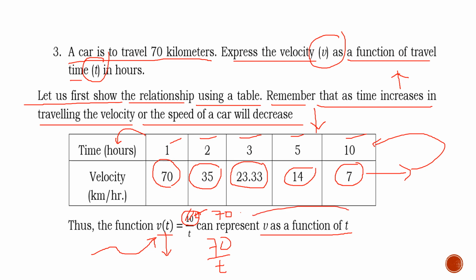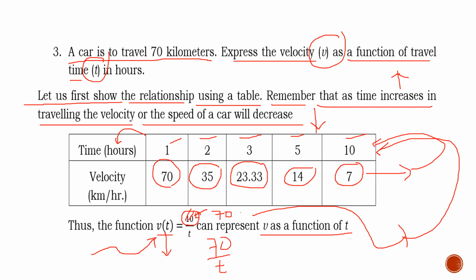And then the velocity with respect to your time will be dependent on the flow or the time we spend on our travel. So when your time increases, your velocity decreases. When your time decreases, then your velocity and speed increases. So it's vice versa.